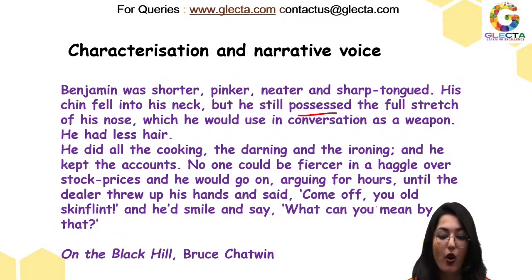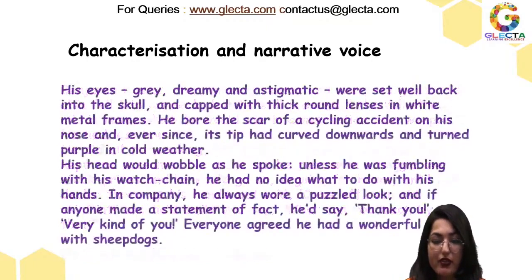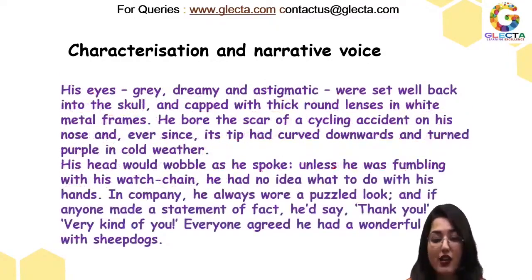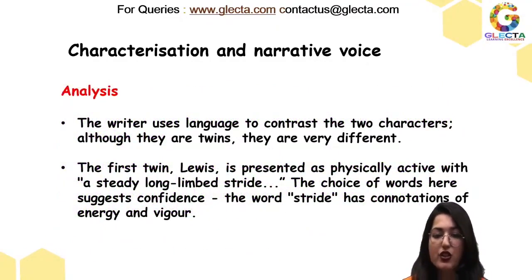So it's an extract from On the Black Hill, written by Bruce Chatwin. So you can have an idea about the detailed information about the characters. Benjamin is very sharp and very talkative, you can conclude. If we talk about Lewis, he's very hardworking, very active, and he works all day long on the hills. This shows the stamina of Lewis. These small detailings of the characters actually show the great things about the story, about the text, about the characters' nature.